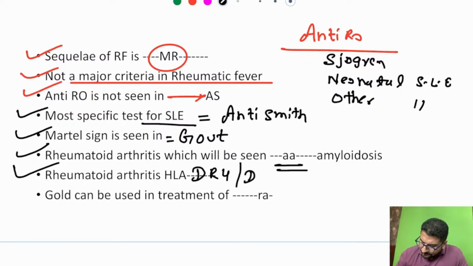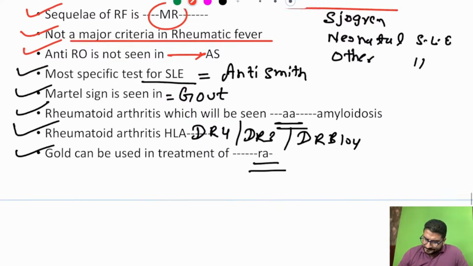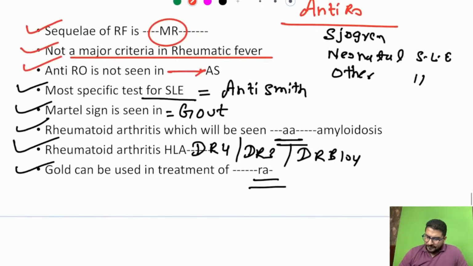HLA DR4, HLA DR3, HLA DRB1*04. याद रखना HLA B27 यानी होता. गोल्ड को पहले यूज़ करते थे, अभी नहीं करते. Gold was used before in the treatment of RA. So this is about your rheumatology.